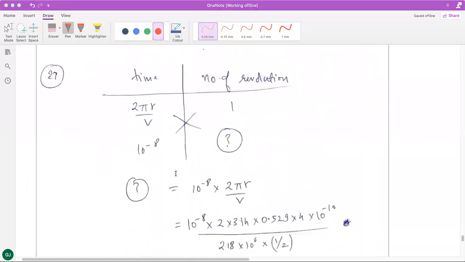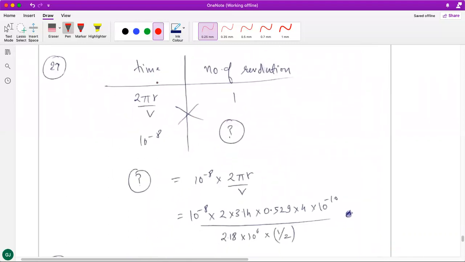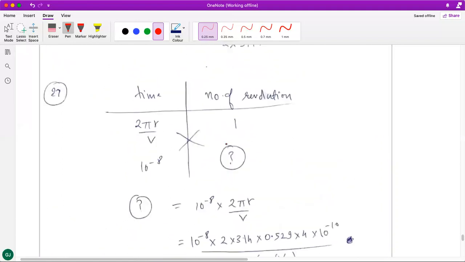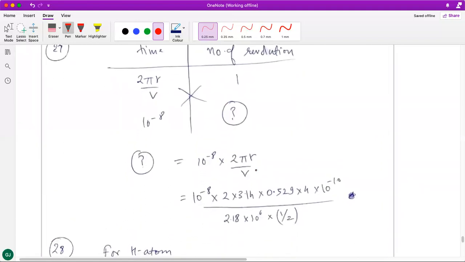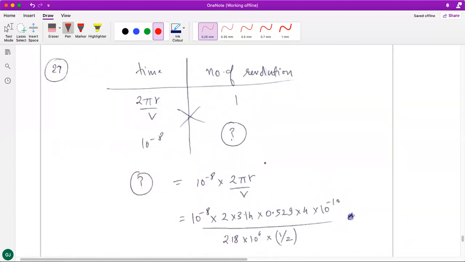Right. The 27th question is a good question. In this question also, a little bit of the unitary method will be needed. The definition of frequency or time period was how much time it takes to make one revolution. So in 10 raised to the power of -8 seconds, how many revolutions can happen? You will solve this by the unitary method and you will get the answer. Substitute the value of V and R for the concerned orbit, that is n equal to 2. So you should be able to then get the answer.